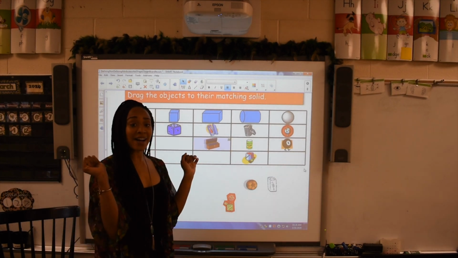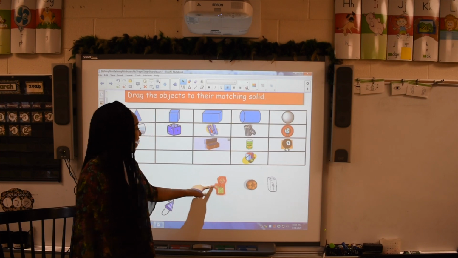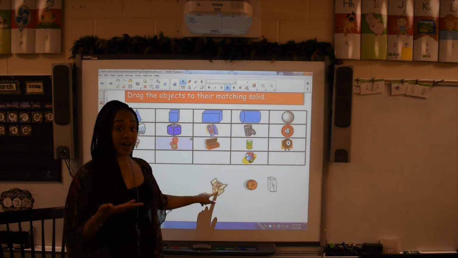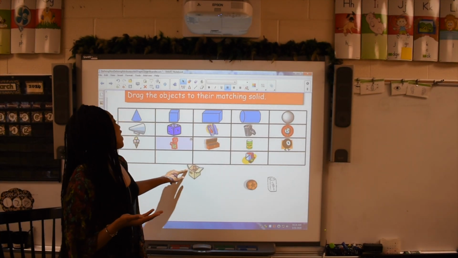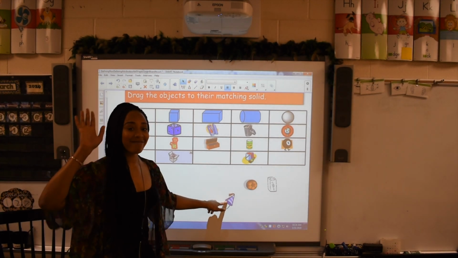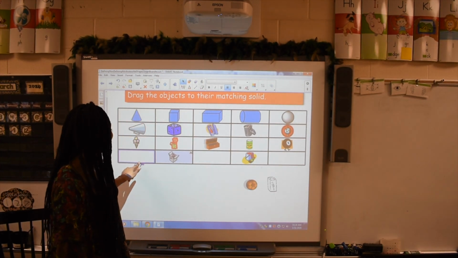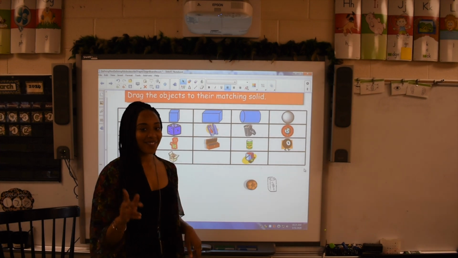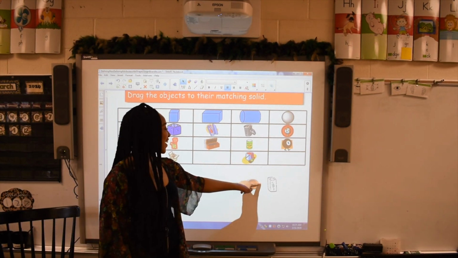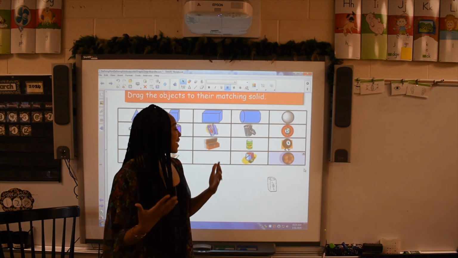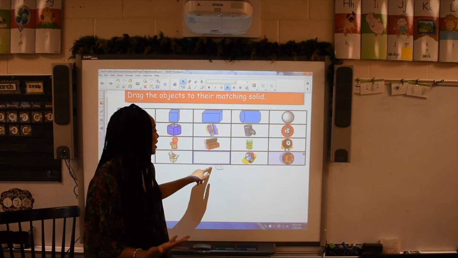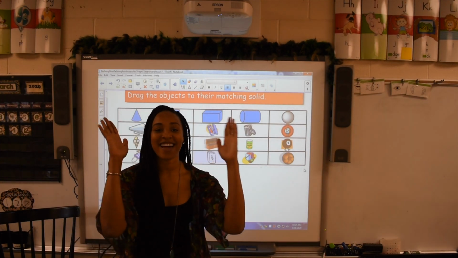A little gift box. It is a cube. Wonderful. A packing box. Also a cube. Wonderful. A party hat. Good job. It's a cone. 2 more. Ready? Soccer ball, sphere. Good job. Which makes, last but not least, this milk carton a rectangular prism. High five yourself.